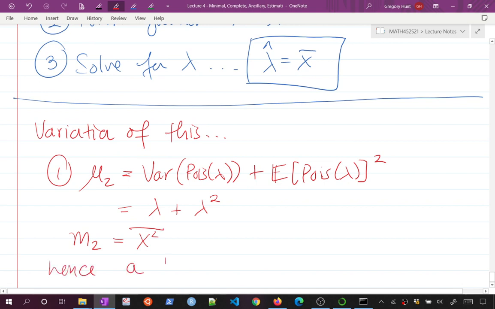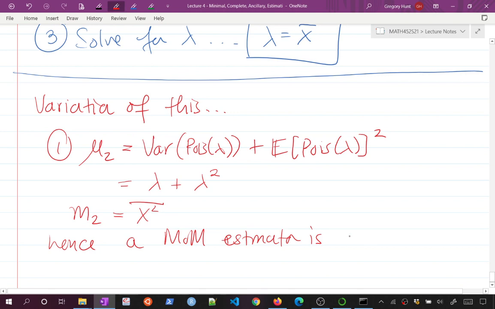Hence, a method of moments estimator is lambda hat, which is the cube root? No. Can I even solve that?